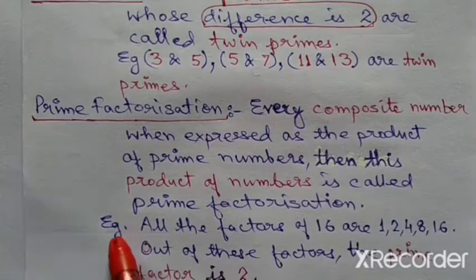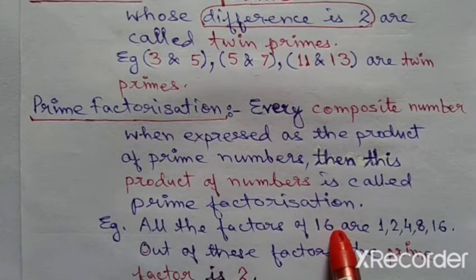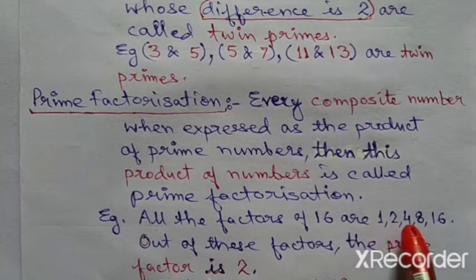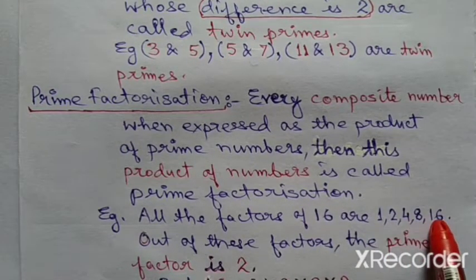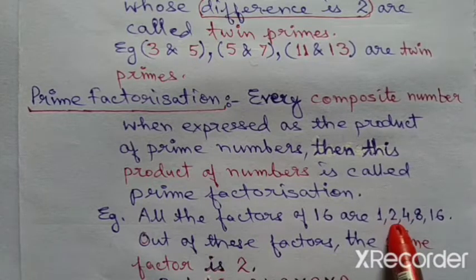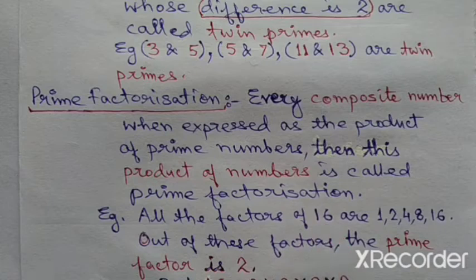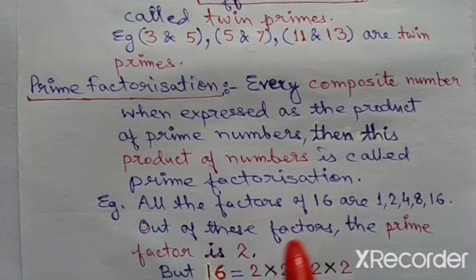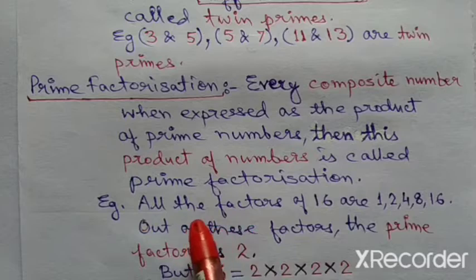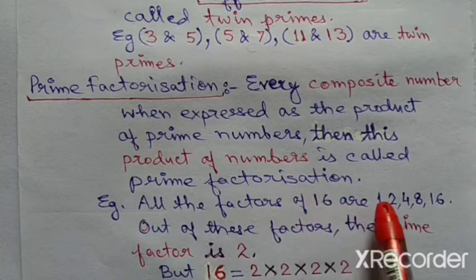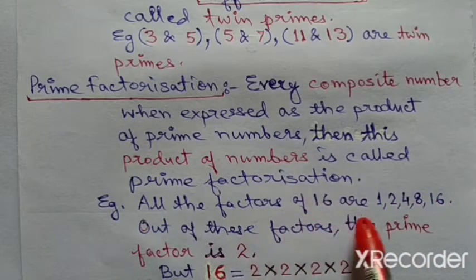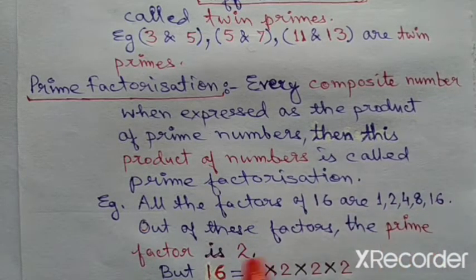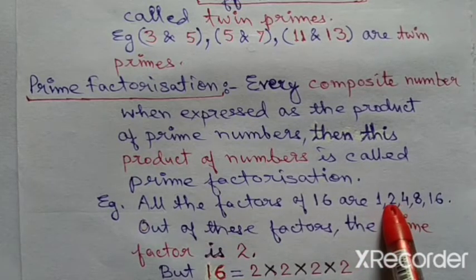For example children, what are all the factors of 16? 1, 2, 4, 8, 16. Now out of all these factors, what do we see? 2 is the prime factor of 16. If you find the prime factors of 16, what do we see? 1, 2, 4, 8, 16 are all factors of 16. Out of these factors, the prime factor is 2.